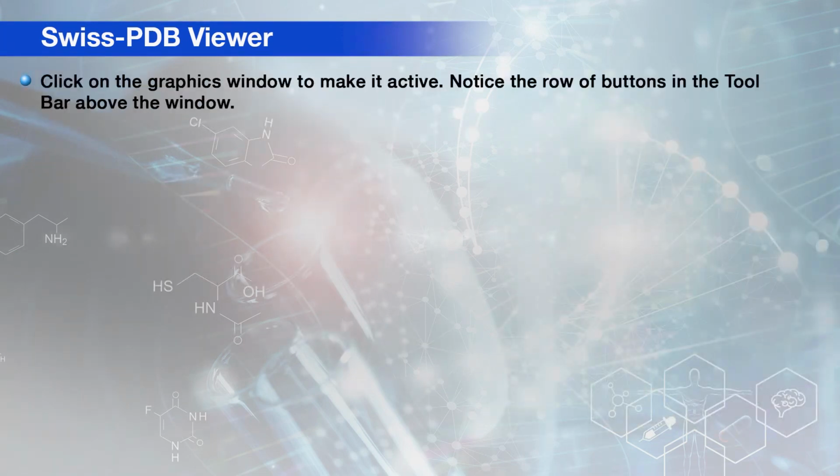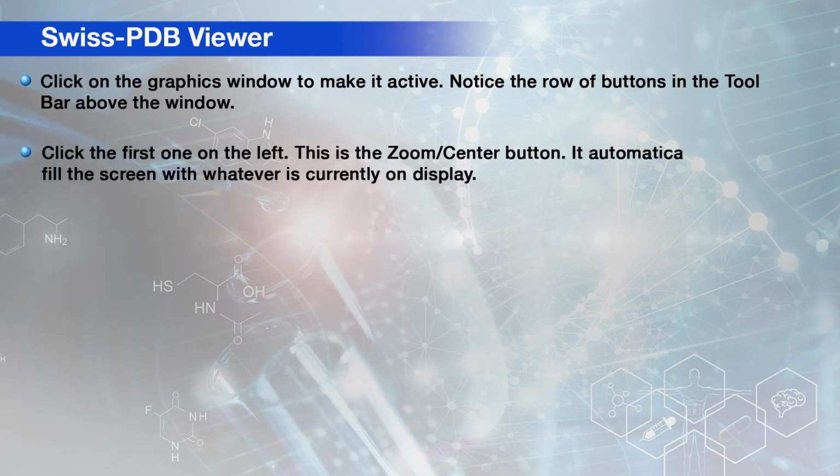Click on the graphics window to make it active. Notice the row of buttons in the toolbar above the window. Click the first one on the left. This is the zoom or center button. It automatically zooms to fill the screen with whatever is currently on display.